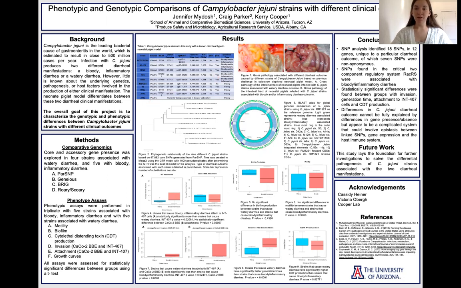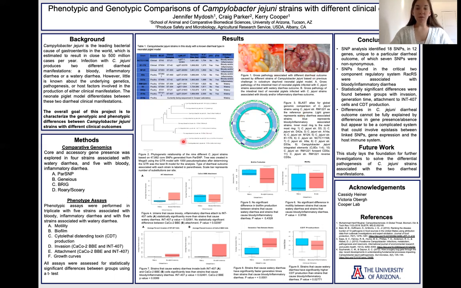Figure 1 here can give you a good illustration of how distinct these differences are. These are the intestines of neonatal piglets that were challenged with either a strain of Campylobacter jejuni that causes watery diarrhea or a strain of Campylobacter jejuni that causes bloody inflammatory diarrhea.